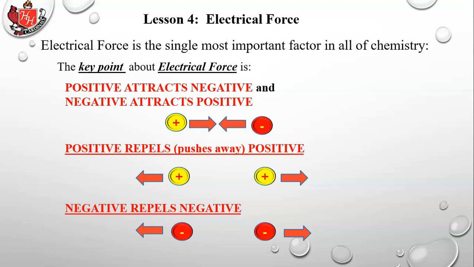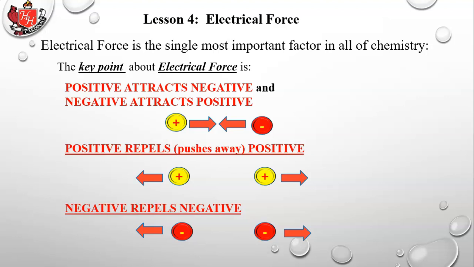If you've ever played with magnets, you know that the North Pole and the South Pole attract each other. And two North Poles will push each other away, repel, and two South Poles will push each other away. So it's a similar concept. Electricity and magnetism are related to each other, but not exactly the same thing.